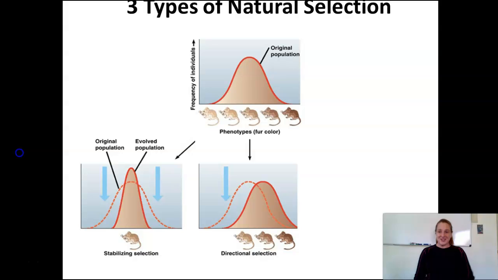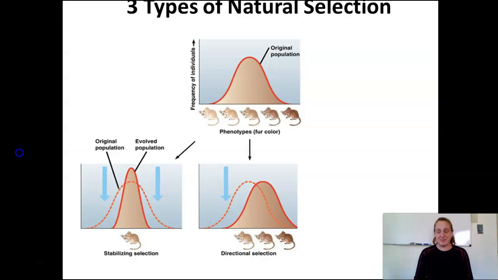What if our population is experiencing directional selection? With directional selection, we generally have one extreme phenotype being selected for. So we see that shift. The example here is with our mice. Our really light-colored mice are getting eaten. They're not being able to pass on their genes to the next generation. And we see that shift, that directional selection, towards the really dark-colored mice.